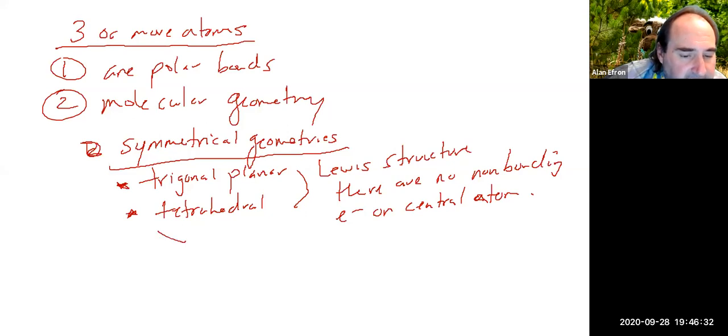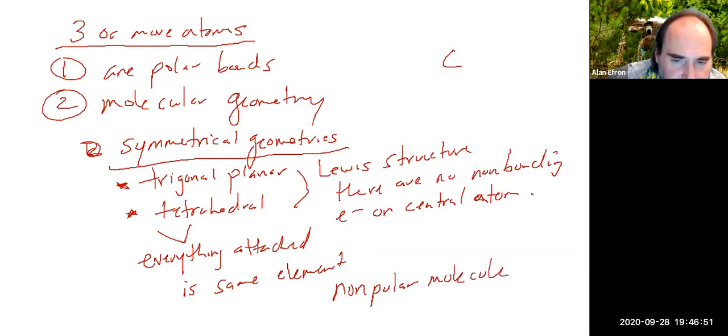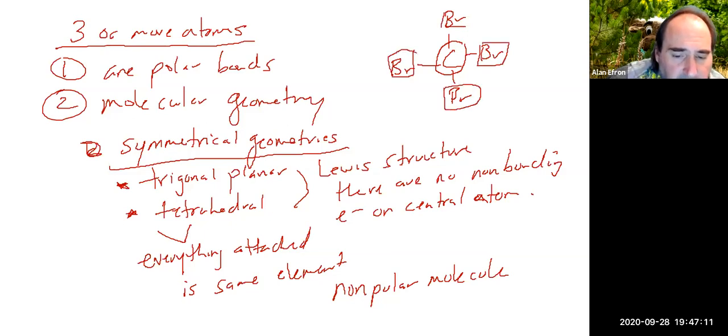And if everything attached is the same element, the molecule will most likely be nonpolar. It would be a nonpolar molecule. So for example, if you took CBr4 and we drew it out, I won't draw the dots on the Br, but there's dots all around them. When we draw this Lewis structure, I look at the central atom: no dots. Everything on the outside is exactly the same element. This is going to be a nonpolar molecule.